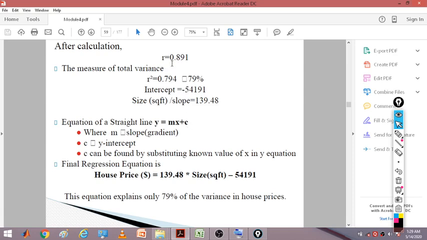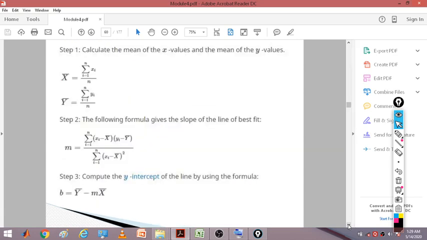You have obtained r as 0.891 and r square as 79%. Now y is equal to mx plus c, where y is your house price, which is equal to 139.48 into size of square feet minus 54191. So this is how we calculate for a straight line. These formulas we have used for calculation of m, the slope, and the intercept c, which you can also mention as c in the equation.